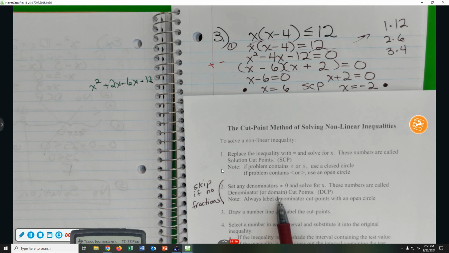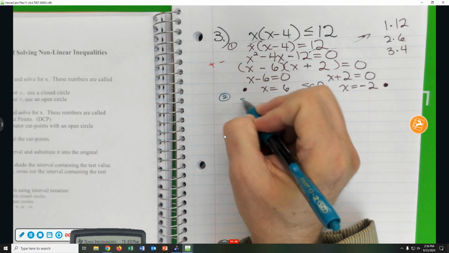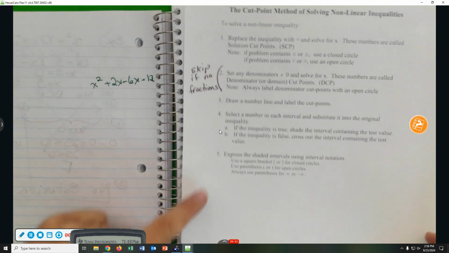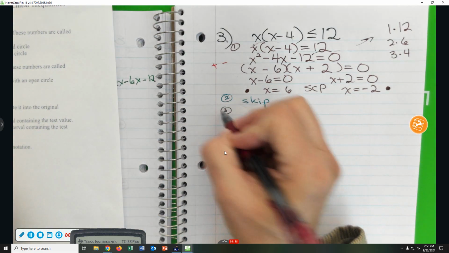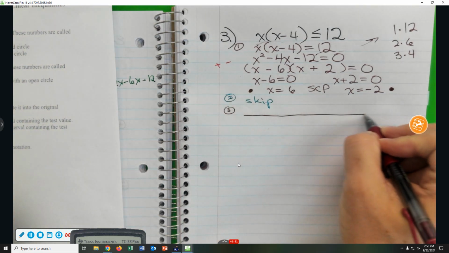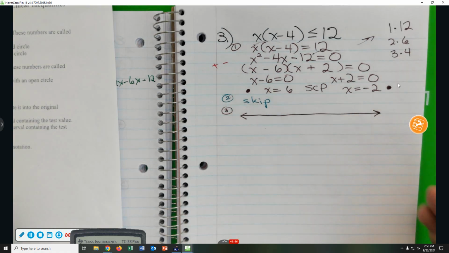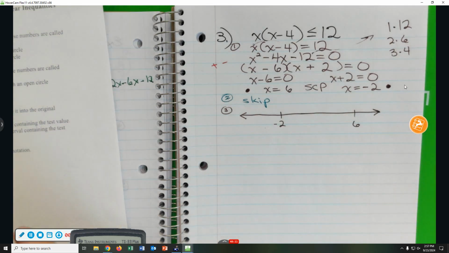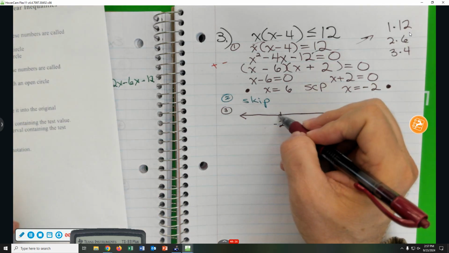And the second step, there are no fractions in the problem. So what did we say we do? Just skip that step. Third step, we have to draw our number line and label the cut points. And remember, they go small to big, so negative 2 goes first, and then positive 6. And we said they'd be closed in circles.